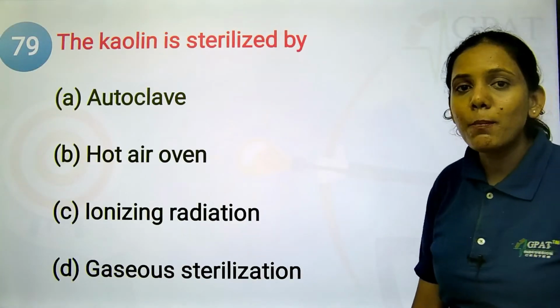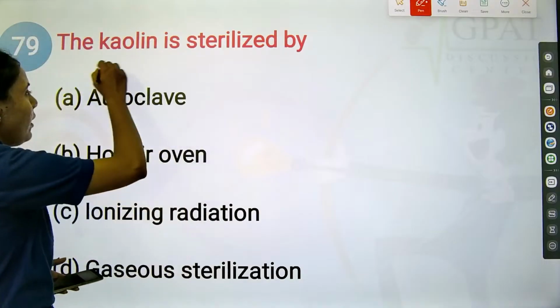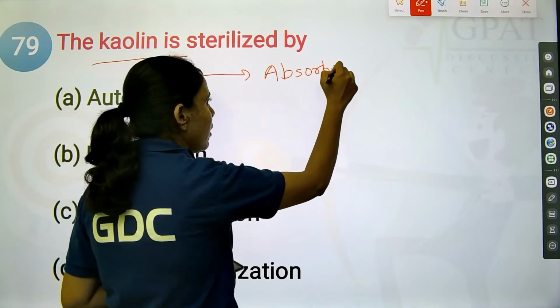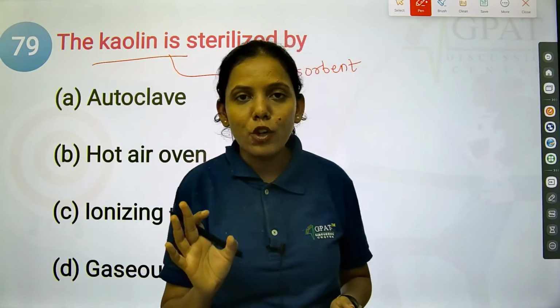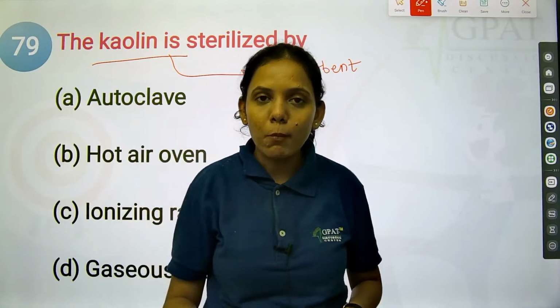Kaolin is sterilized by. Sometimes if you don't know the answer, at least you can have the logic. What is kaolin? Kaolin is nothing but an absorbent. It is a natural absorbent. Absorbent means it has the tendency to absorb moisture.